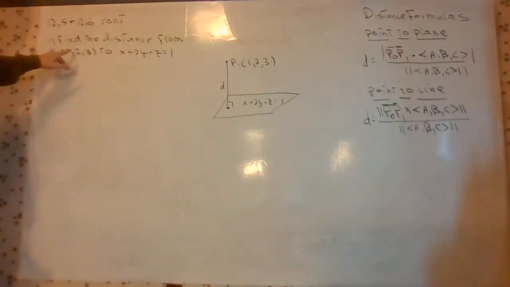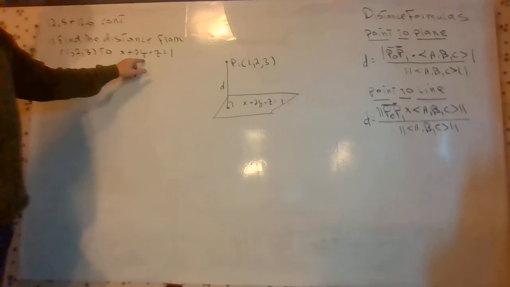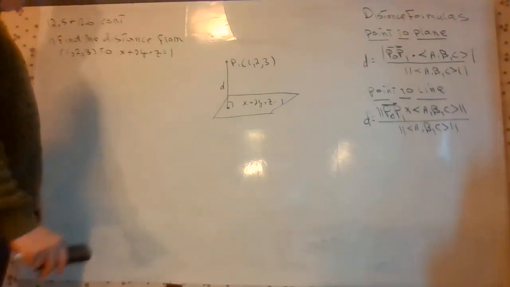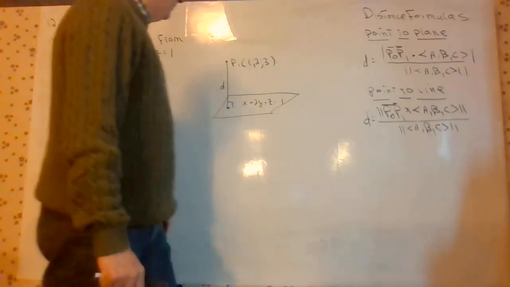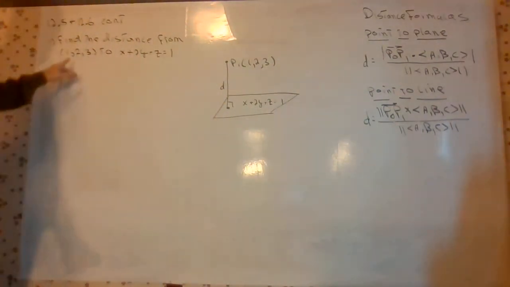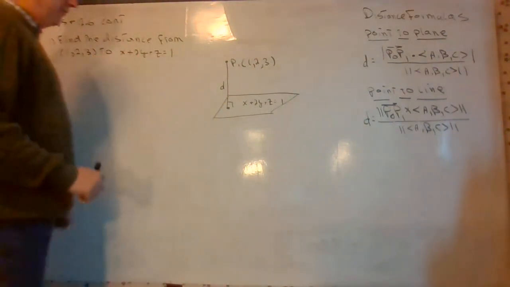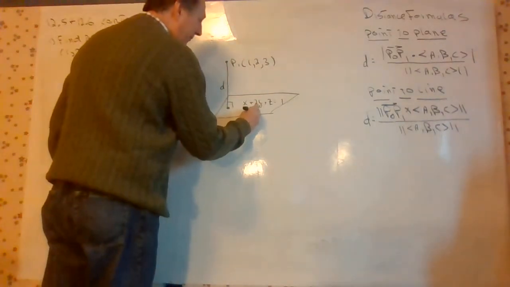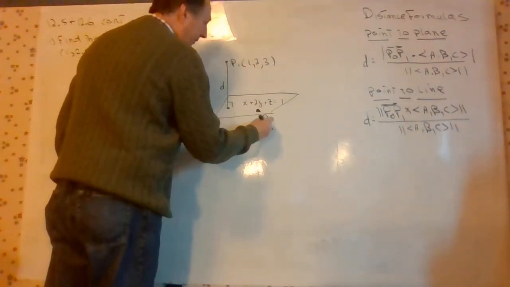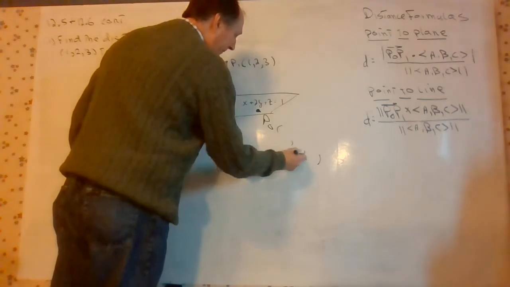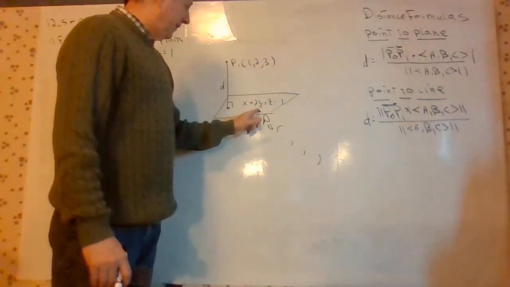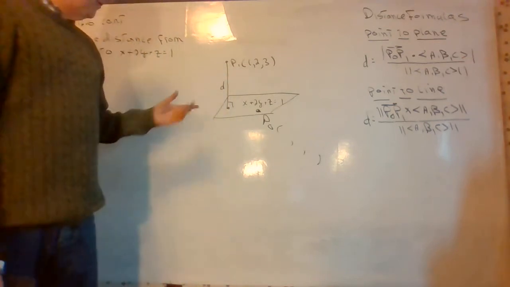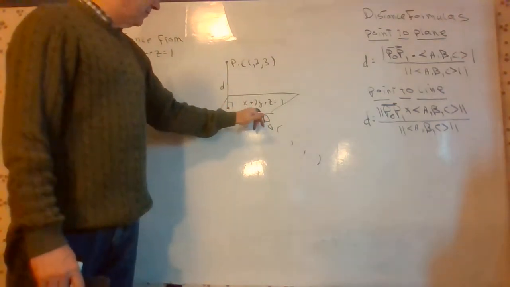Well, first of all, we want the distance from 1, 2, 3 to x plus 2y plus z equals 1. P1 is 1, 2, 3. That's the P1 right here. P0 is any point in the plane. So we can pick some random point, P0. There are a lot of choices here. We just simply need to find something that satisfies the plane equation. A very simple point, for instance, could be 0, 0, 1.